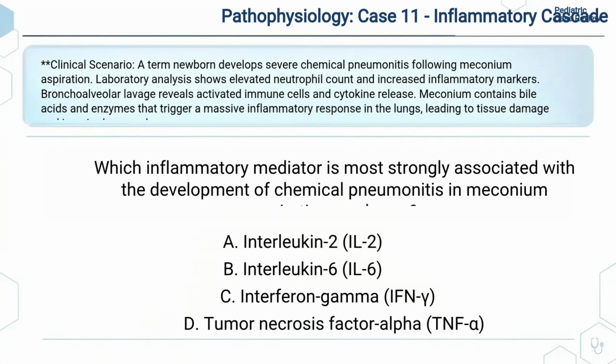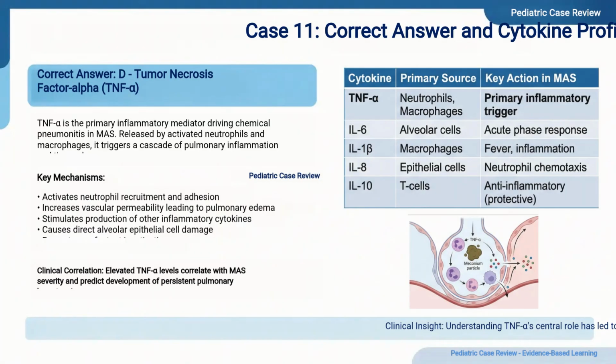Option A, interleukin-2. Option B, interleukin-6. Option C, interferon gamma. Option D, tumor necrosis factor alpha. The correct answer is option D, tumor necrosis factor alpha. Tumor necrosis factor alpha is the primary inflammatory mediator driving chemical pneumonitis in Meconium Aspiration Syndrome. Released by activated neutrophils and macrophages, it triggers a cascade of pulmonary inflammation and tissue damage.